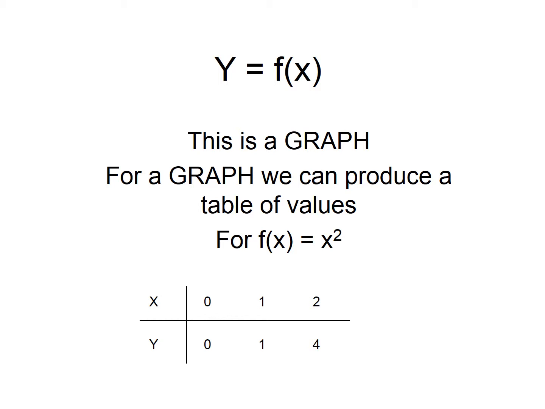The transformations of graphs is all about understanding that we're basically changing either the x values or the y values in a graph. So the first job you always have to do is a table of values for a particular graph you're interested in. So we look at x squared, we can just look at a very simple set of values, 0, 1 and 2. So y is going to be 0, 1 and 4.